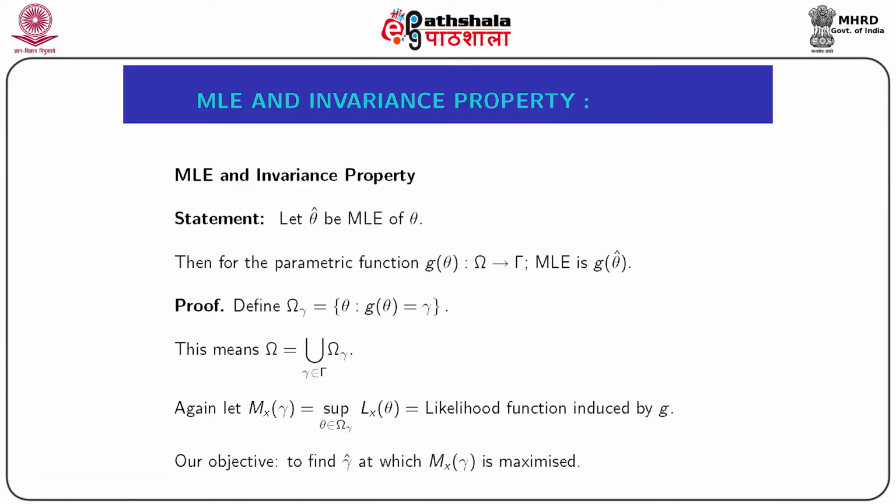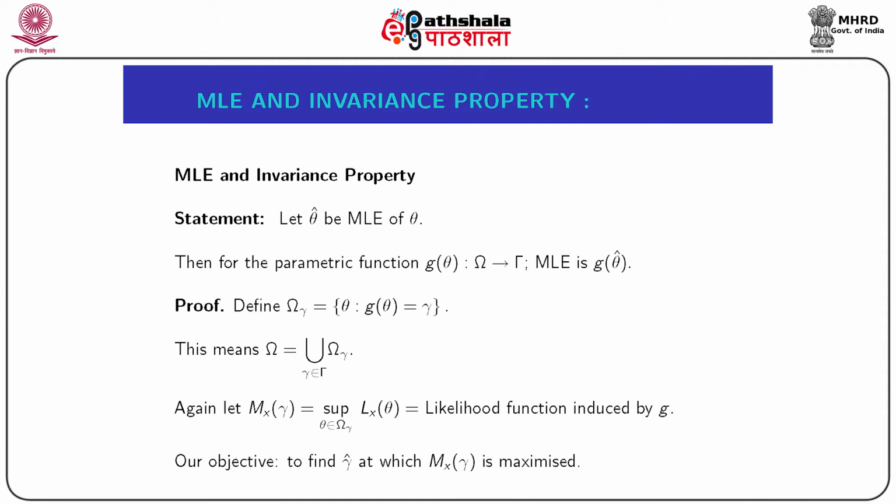In this module, we begin with another important and useful property of the maximum likelihood estimator, and that is called the invariance property. Let us begin with the statement of the invariance property. Let theta hat be the maximum likelihood estimator of theta and omega be the corresponding parameter space. Then, for the parametric function g(theta), which is a mapping from the set omega to capital gamma, the MLE of g(theta) is g(theta hat).